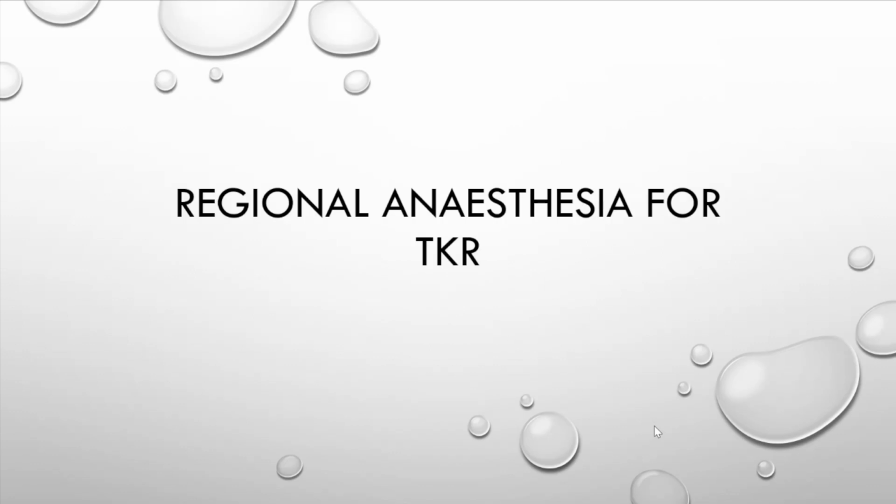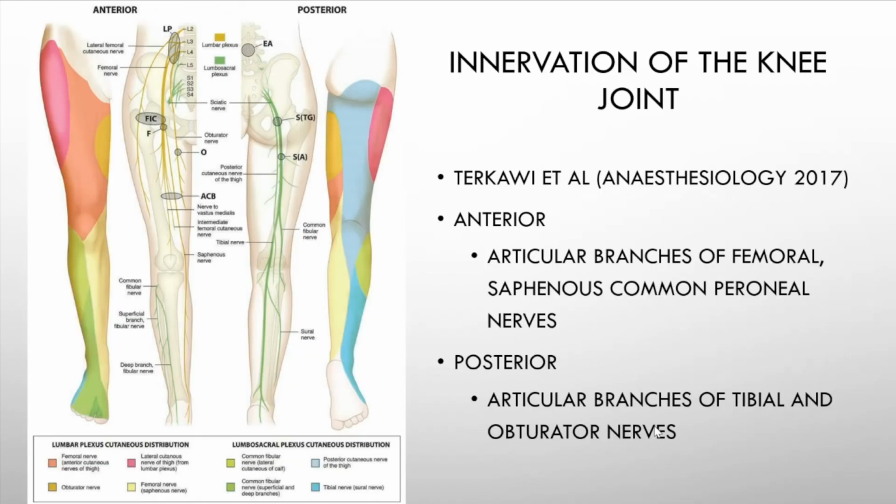So now, coming to my favorite part, regional anesthesia for TKR. Actually, regional anesthesia is a very good modality for TKR. Before we look into the blocks or regional techniques that we can use, let's look back at the innervation of the knee joint. The knee joint can be divided into an anterior part and a posterior part. The anterior part is mainly innervated by the saphenous and common peroneal nerves, and also branches from the femoral nerve, while the posterior part is innervated by a branch of the tibial nerve and the obturator nerve.